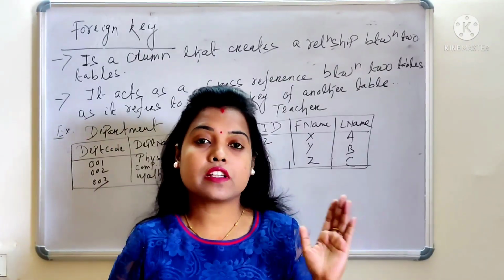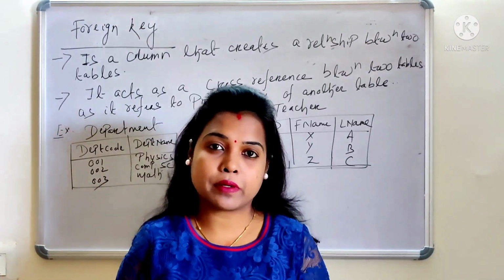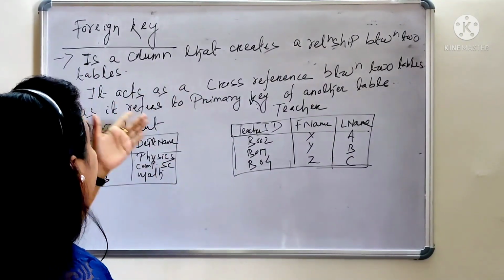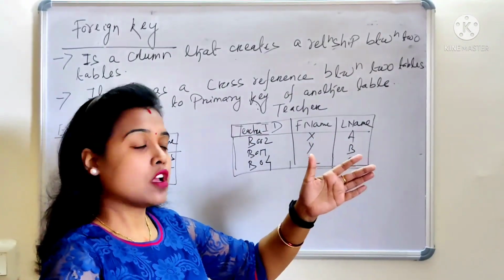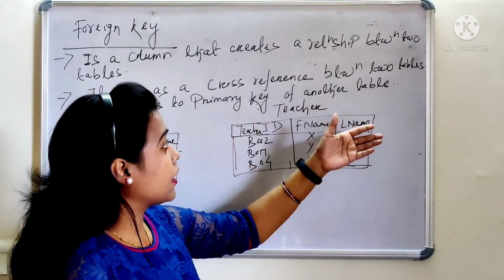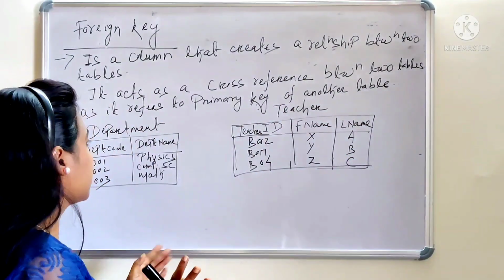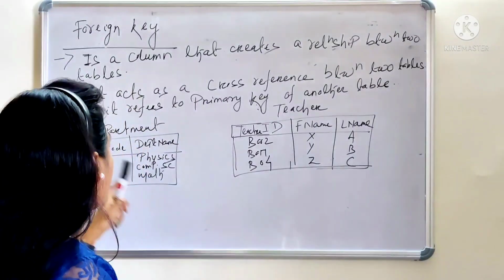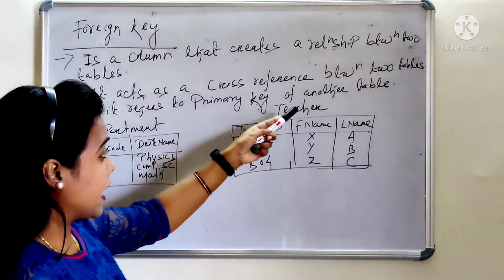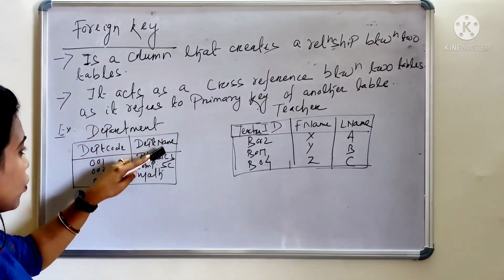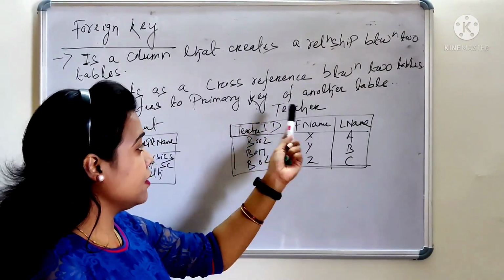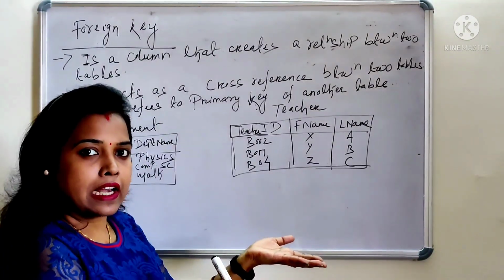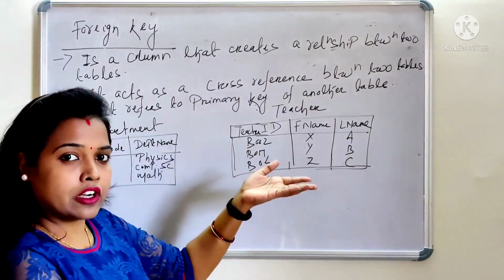What is foreign key? Foreign key also helps us to uniquely identify the tuple in the relation. It is a column that creates a relationship between two tables, and it acts as a cross reference between two tables, as it refers to the primary key of another table. Now how it works, let's take an example. Here I have mentioned two tables because foreign key concept is always implemented in two tables. My first table is the department table, my next table is the teacher table. Here I have mentioned department code, department name, and in the teacher table there is teacher ID, first name, last name. But if we want to connect these two tables, we can't establish any connection because we don't know which teacher is working under which department.